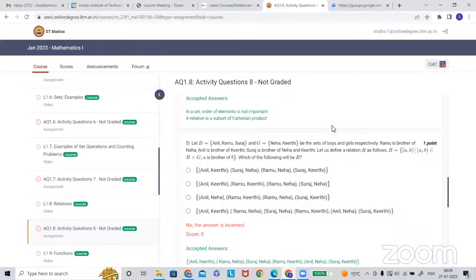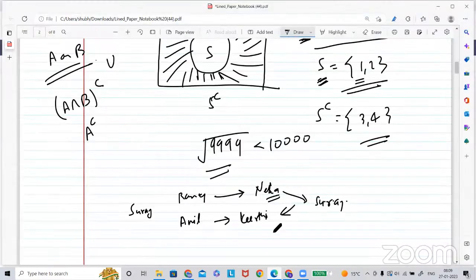And if Anil is brother of Kirti, Anil is also brother of Neha. That's the logic. That's why I was making it, but I got confused. It's not clear enough. Can you repeat that, please? Can you show that screen again, sir?